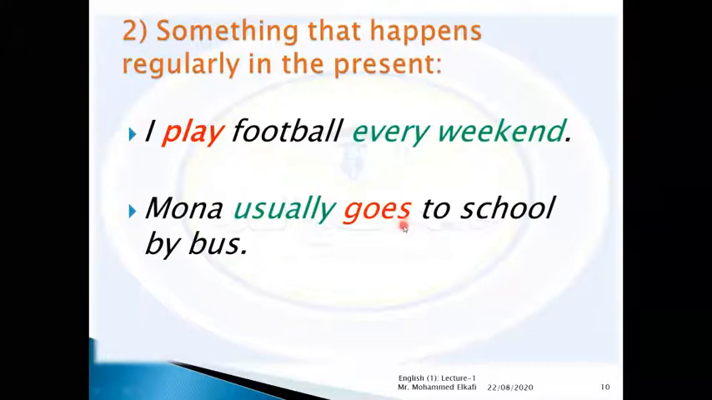When we have she, he, or it, we add s or es to the verb. And when we have I, you, we, they in the subject position, we should use what? The verb without s: I, you, we, they, just "play." But he, she, it "plays." Muna here is she, the name of a girl, so she usually goes, we add es to the verb, to school by bus.